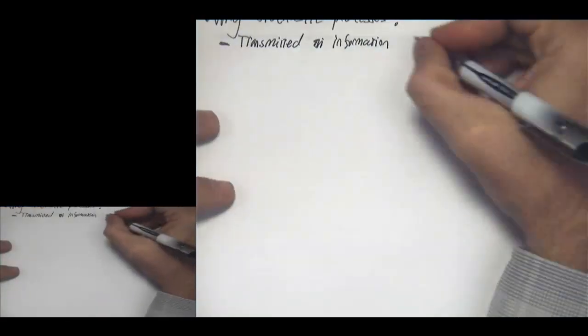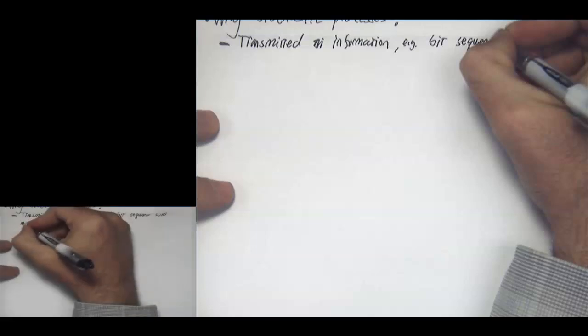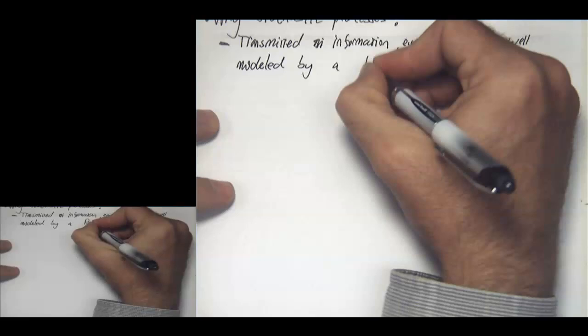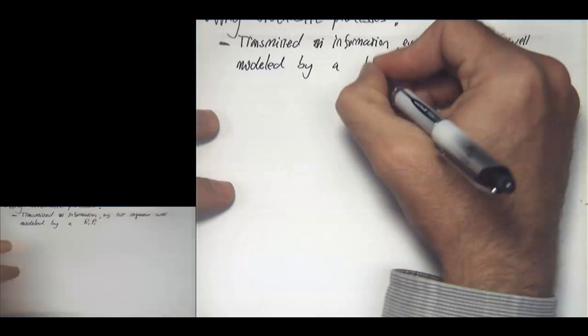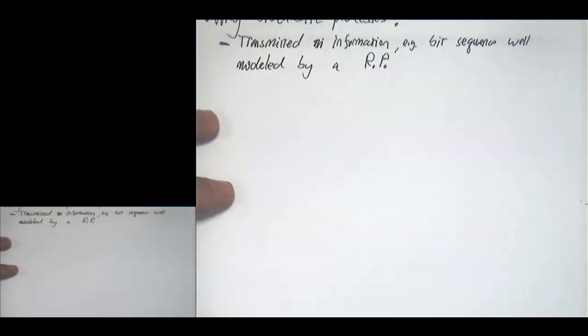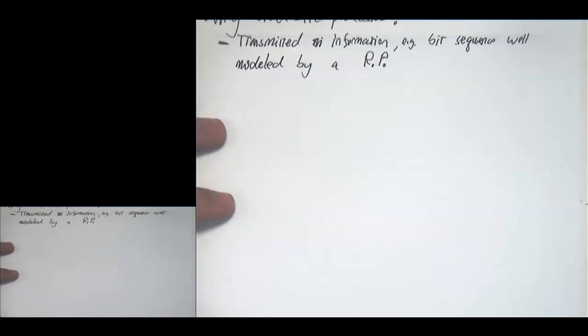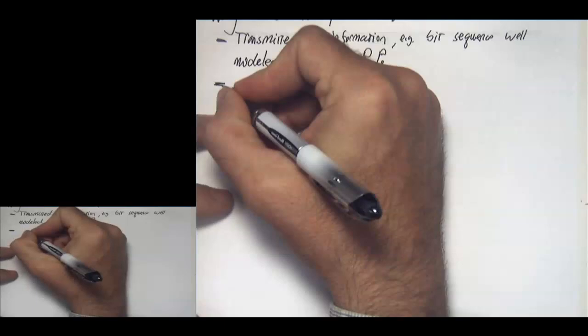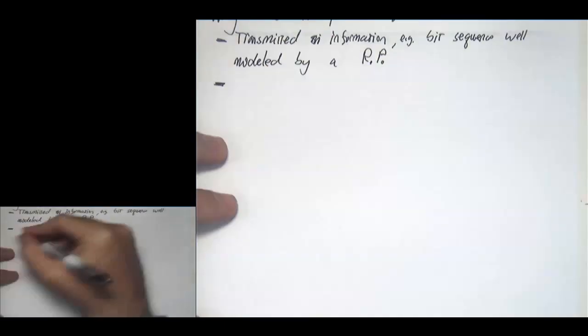So transmitted information, for example, the bit sequence that we send, is well modeled by a random process. Now, to avoid spelling out random process or stochastic process all the time, I'm just going to write RP. So the things that we're sending, we can model using concepts from random processes.